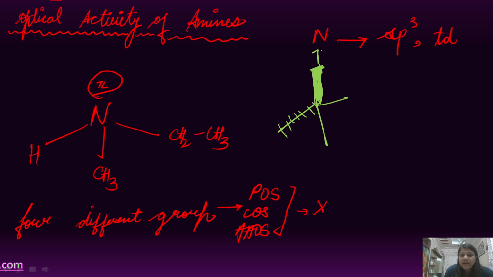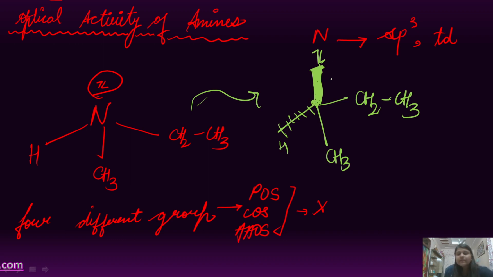Just consider I have attached the lone pair here and hydrogen here, a methyl group here, and I am going to attach the ethyl group here, that is CH2 and CH3. So now consider this the tetrahedral structure of the amine. This particular center is nitrogen. Now consider that this lone pair is above the plane, just like a pyramidal type structure. The geometry is tetrahedral but the shape is pyramidal.